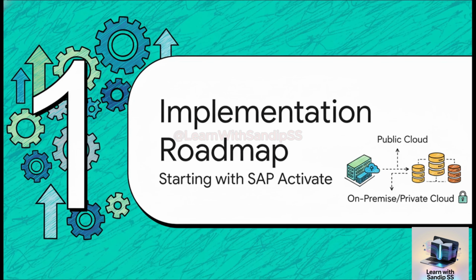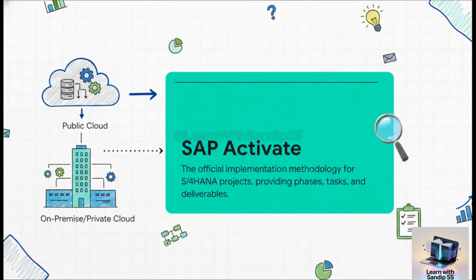We're starting with the implementation roadmap. See, every successful project needs a plan. And in the SAP S/4HANA universe, that plan has a name, SAP Activate. So what is SAP Activate? The best way to think about it is like the official GPS for your implementation. It's not just some friendly advice from SAP, it's the standard methodology. It lays out all the phases, all the tasks, and all the deliverables you need to get from point A to point B and beyond.